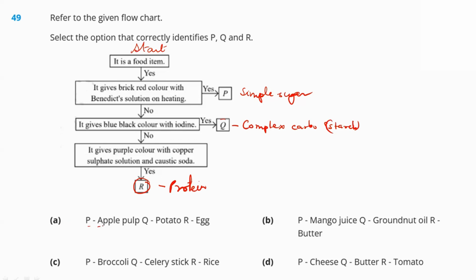Option A is P is simple sugar, apple pulp, Q is potato, and R is egg. Yes, option A is our right answer because apple pulp contains simple sugars. The sweetness present in the different fruits is all because of the simple sugars present within them. So they will give a brick red color with the Benedict solution. So option A is our right answer.